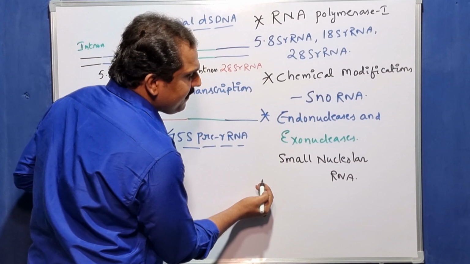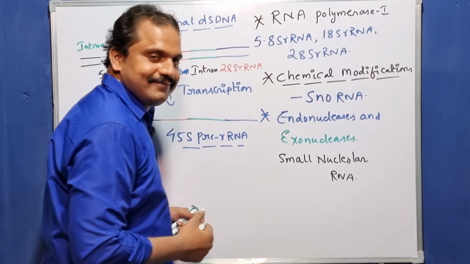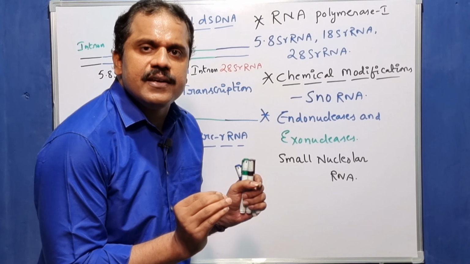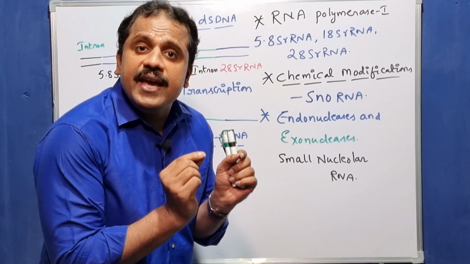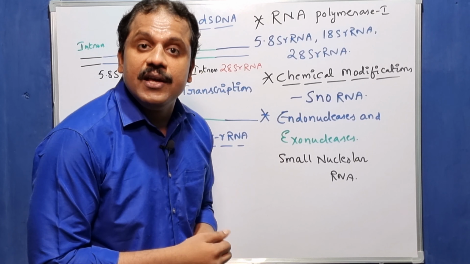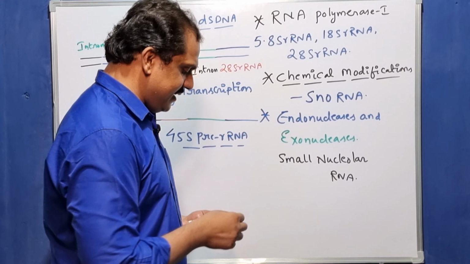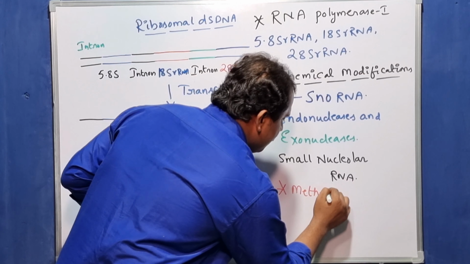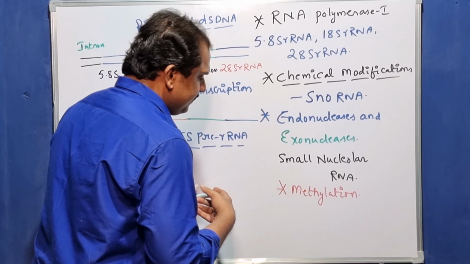So here the snoRNA is responsible for inducing certain chemical modifications. Is it clear? So what are the chemical modifications which are induced by the snoRNA here? The various chemical modifications induced by taking advantage of snoRNA include methylation. Is it clear? Methylation and isomerization. So let me write it here. Methylation, and the other one is isomerization.